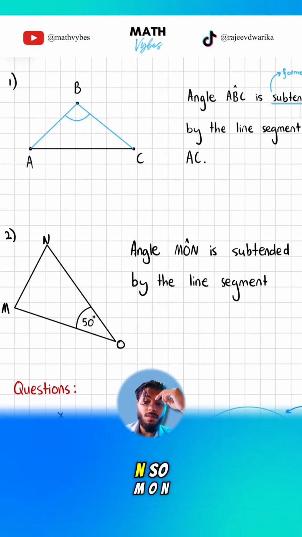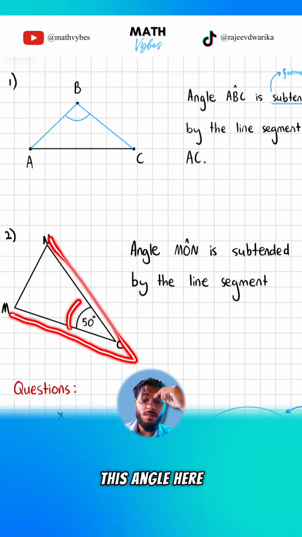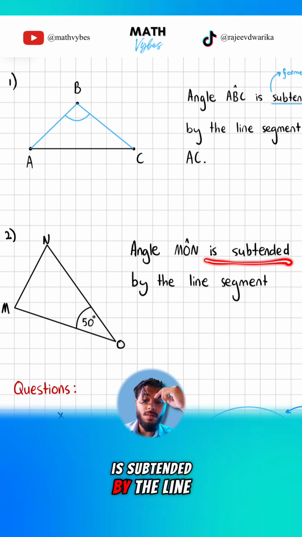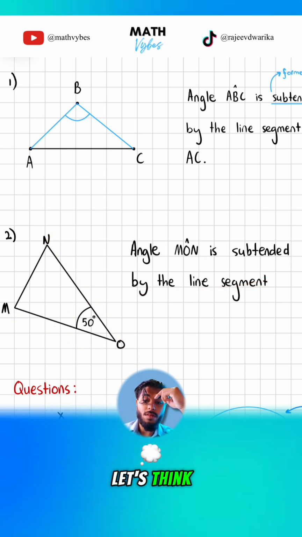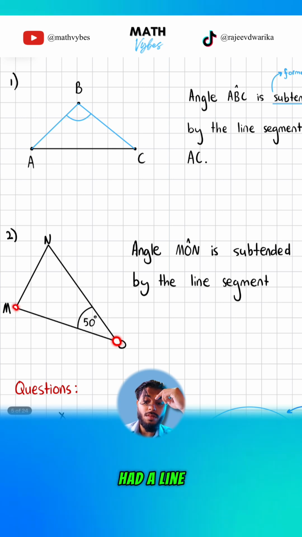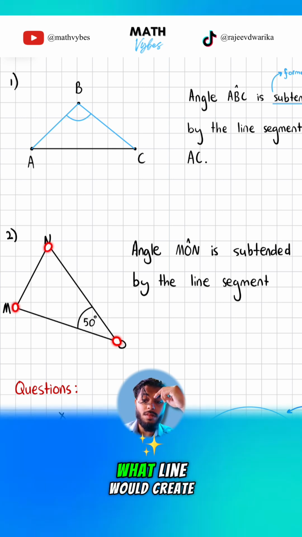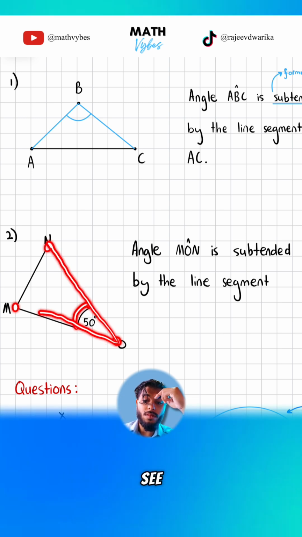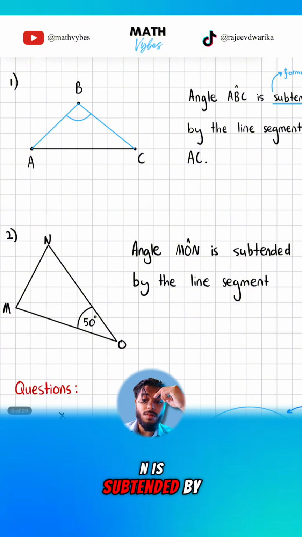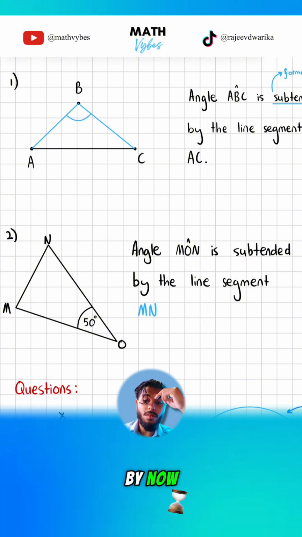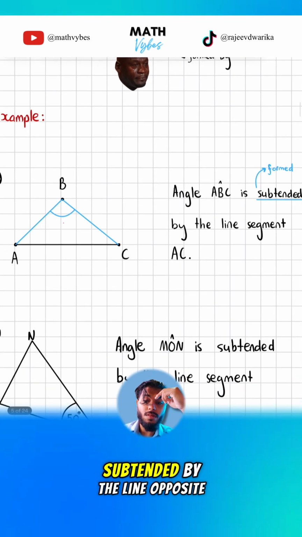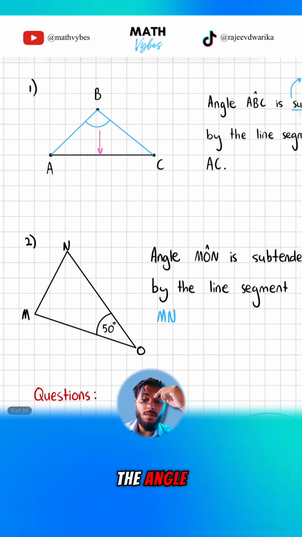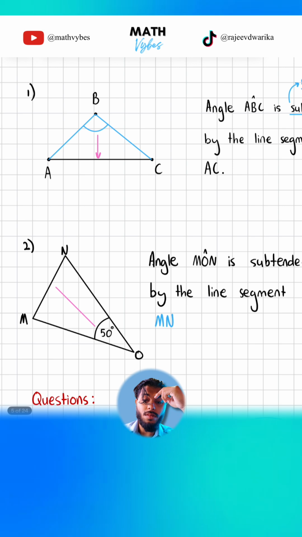So angle MON, they're talking about this angle here, is subtended by the line segment, let's think. So imagine you had a point here and you had a line segment MN. What line would create this angle? It's clear to see. Tell me. It would be MN. So I would say that angle MON is subtended by the line segment MN. So you probably notice a pattern by now. The angle is usually subtended by the line opposite the angle, and that is the whole gist of it.